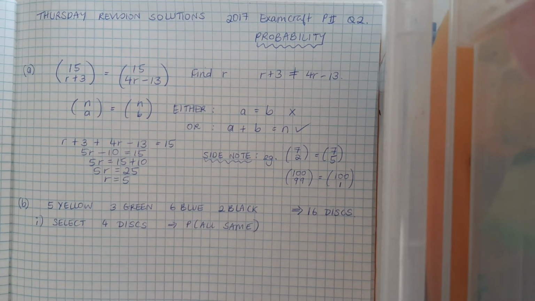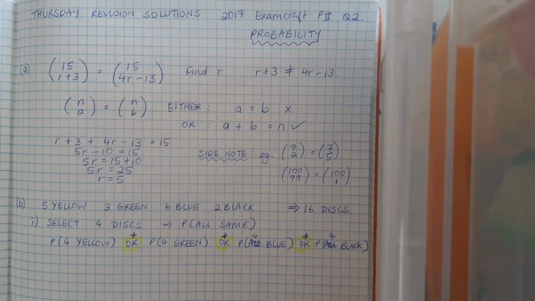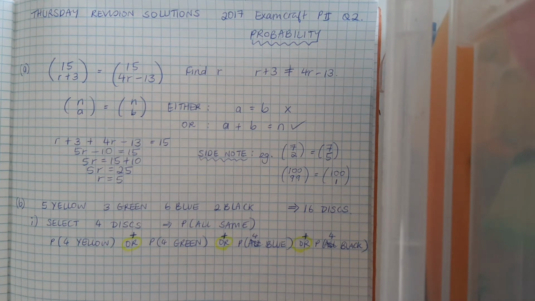So in part 1 we want to select 4 discs and we want them all to be the same. We want to find the probability of that happening. So we're trying to find the probability that we've got 4 yellow, or 4 green, or 4 blue, or 4 black. Just note that the word or in probability indicates that we want to add to get our answer.